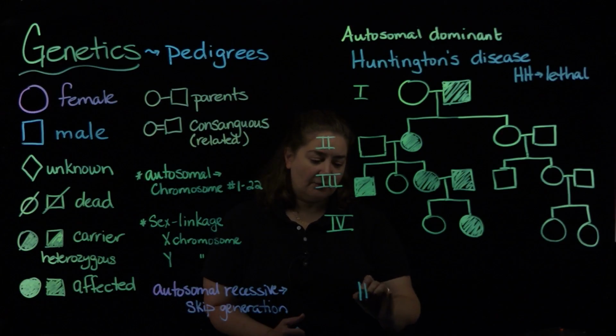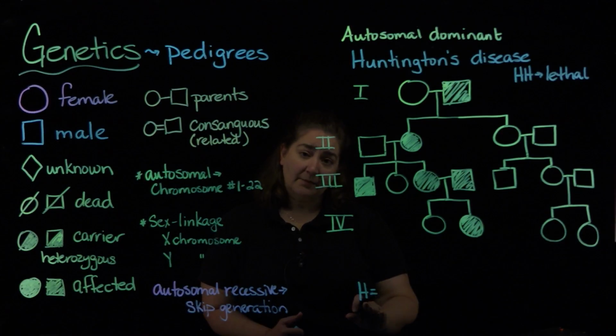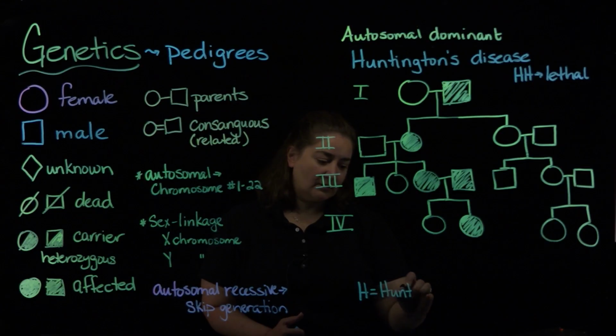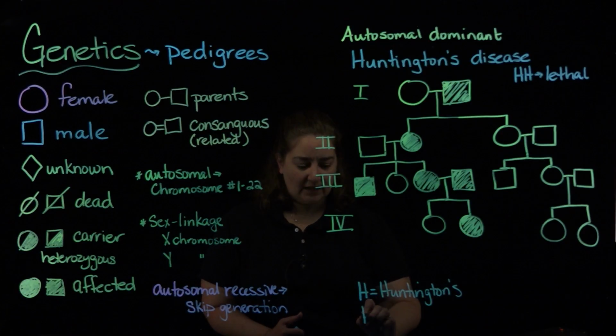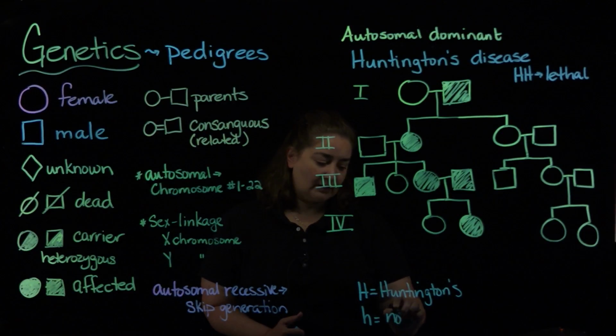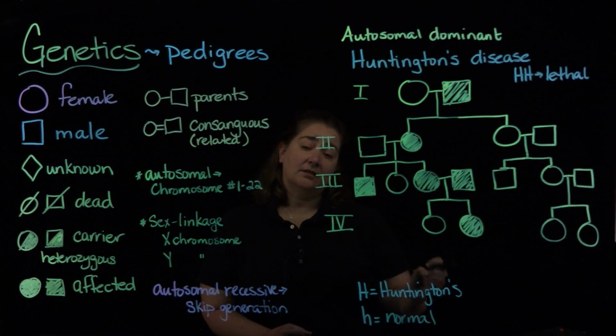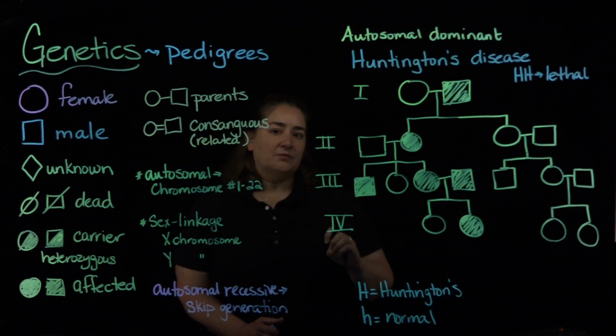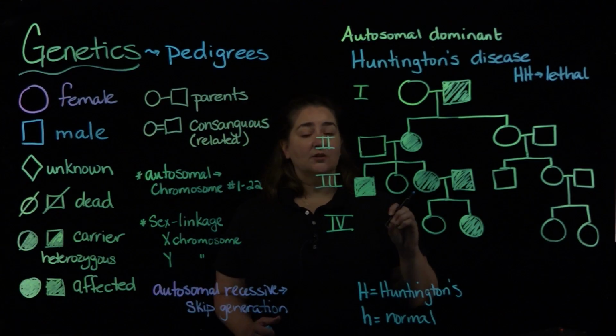So if we define our alleles, having a capital letter H means the person has Huntington's disease. And in this case, a lowercase h is going to indicate a normal or an unaffected individual. So that's something to keep in mind with this particular pedigree.